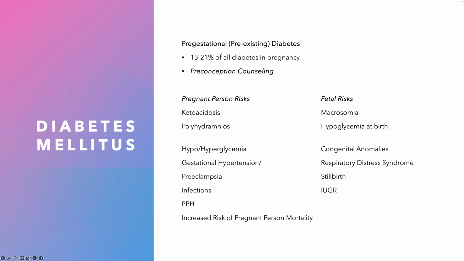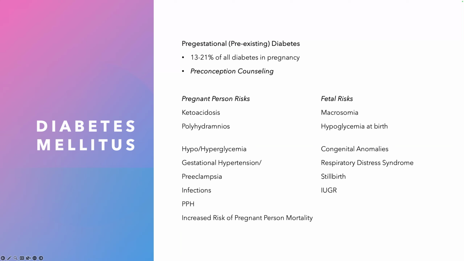The pregnant person can have hypo or hyperglycemia. It does put them at risk for gestational hypertension and preeclampsia, which are blood pressure conditions. It puts them at risk for infections, just like other diabetics. It can put them at risk for postpartum hemorrhage because they can have larger babies and polyhydramnios. And we know if their uterus is stretched out, it puts them at risk for postpartum hemorrhage. And it does have an increased risk of pregnant person mortality.